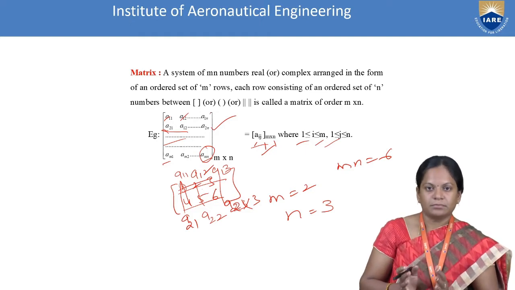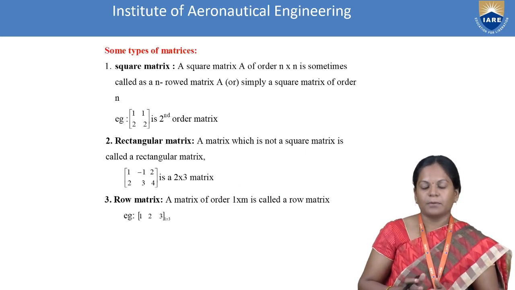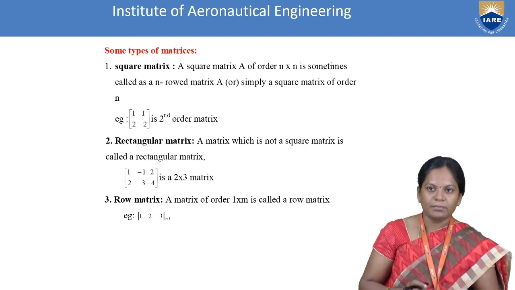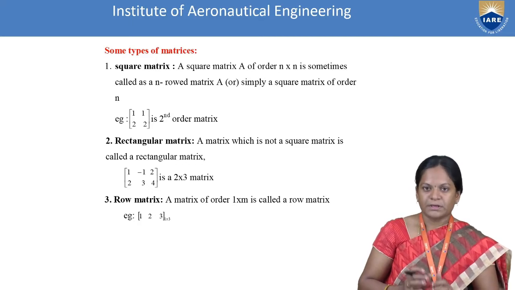We have some types of matrices. First we should know about the square matrix. What is a square matrix and what is a rectangular matrix? A square matrix A of order n by n is called an n-rowed matrix, or simply a square matrix. In any matrix, if the number of rows and the number of columns are equal, the matrix is said to be a square matrix.